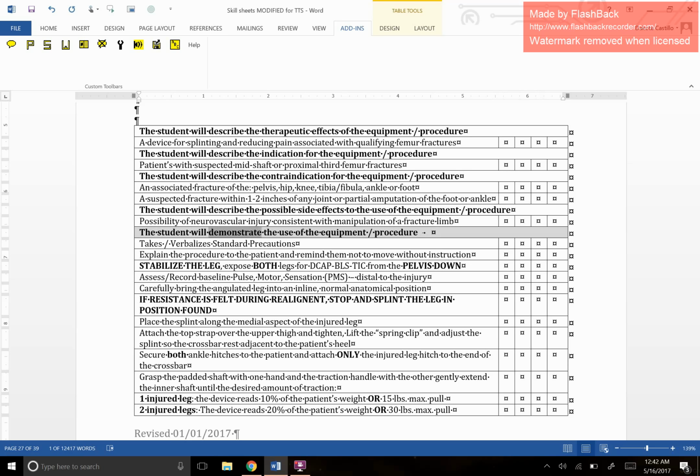The student will demonstrate the use of the equipment/procedure. Takes/verbalizes standard precautions. Explain the procedure to the patient and remind them not to move without instruction. Stabilize the leg. Expose both legs for DCAP-BTLS TIC from the pelvis down. Assess/record baseline pulse, motor, sensation, PMS, distal to the injury.